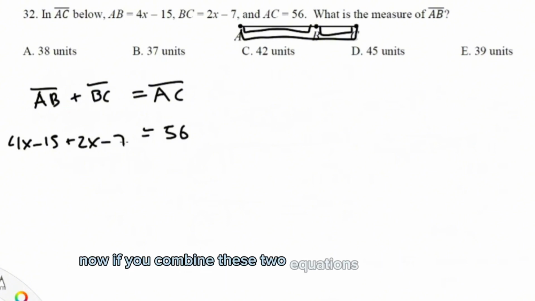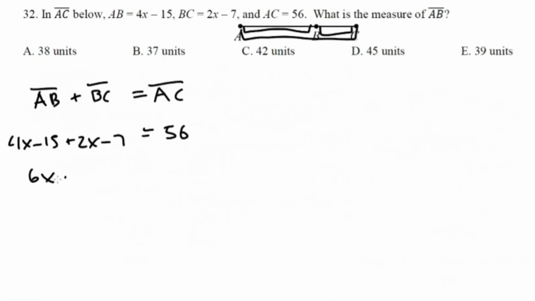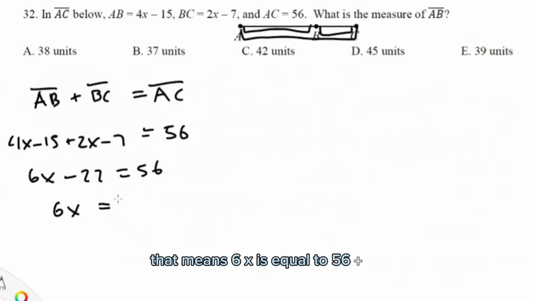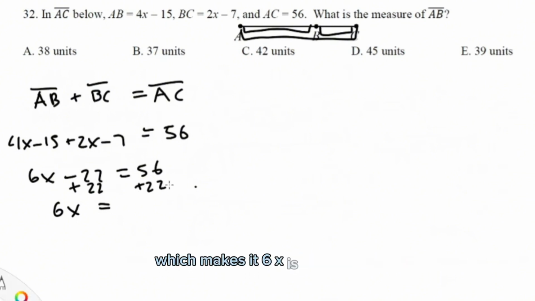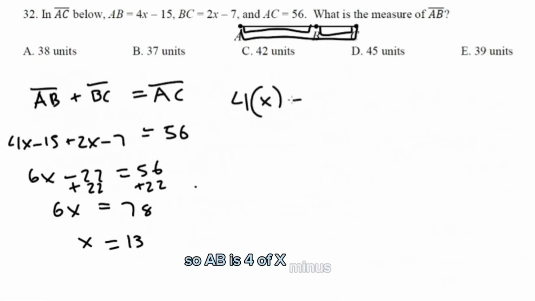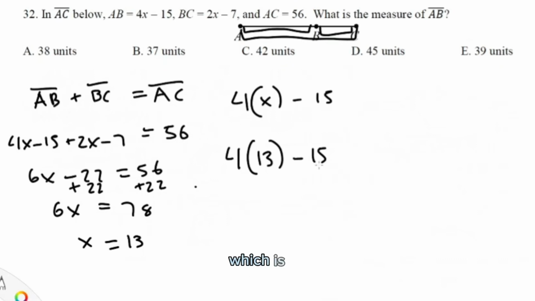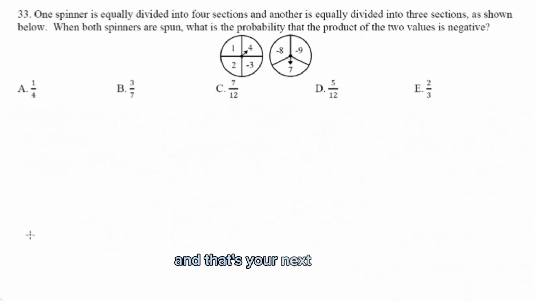Now we can combine these to make it 6x minus 22 equals 56. That means 6x is equal to 56 plus 22, because you have to add 22 to both sides of the equation, which makes it 6x is equal to 78. So x is equal to 13. Now that we know what x is, we need to solve for AB. AB is 4 of x minus 15, and if x is 13, then AB is 4 of 13 minus 15, which is 37. And that's your answer.